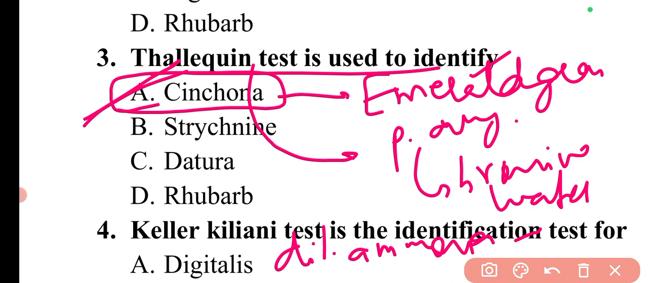All these are important things, like for which drug the Thalleioquin test is performed. It is for cinchona. What color will be produced in the Thalleioquin test? It will be the emerald green color. Or sometimes the question can be like, if cinchona is added with dilute ammonia solution and bromine water, then what is the test? So in each and every aspect the question can be asked. So this is important.